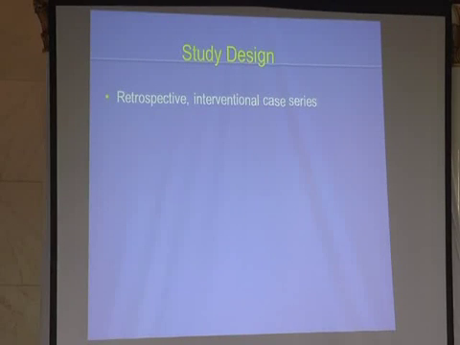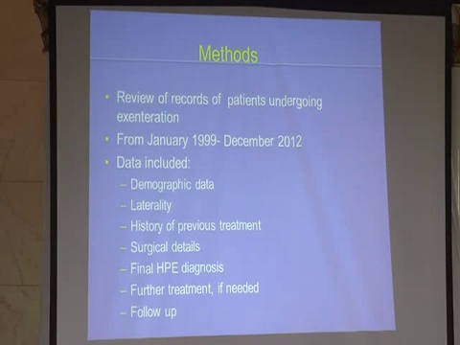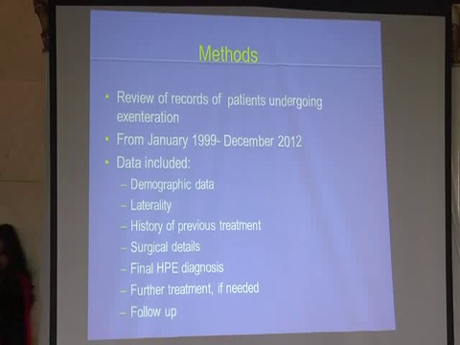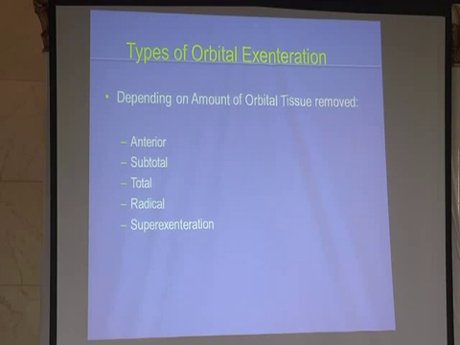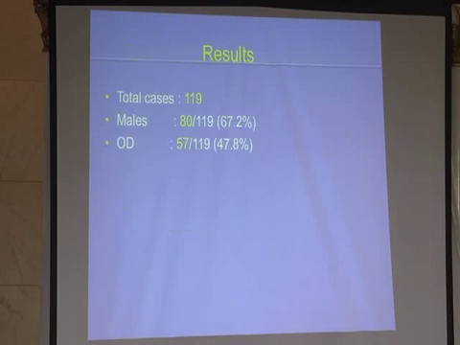It is a retrospective interventional case series done at our center with review of records of patients undergoing exenteration from January 1999 to December 2012. This was the data which was included while recording from the case sheets. As we know, orbital exenteration, depending on the amount of eyelid resection, can be differentiated as eyelid sparing or eyelid sacrificing, and depending on the amount of orbital tissue removed, it can be anterior, subtotal, total, radical, or super exenteration.